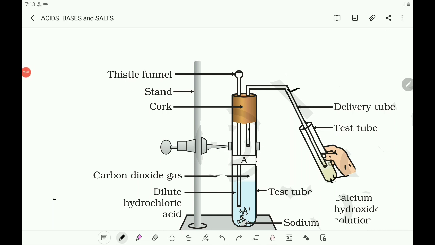Children, take two test tubes and name them test tube A and test tube B. In test tube A, take 0.5 gram of sodium carbonate. In test tube B, take 0.5 grams of sodium hydrogen carbonate. Take a stand to hold the test tube, and the test tube is to be fitted with the thistle funnel and also a delivery tube. And take one more test tube, that is the third test tube.